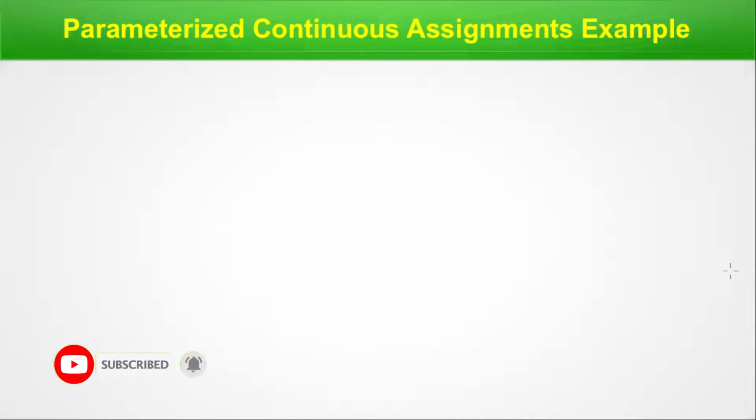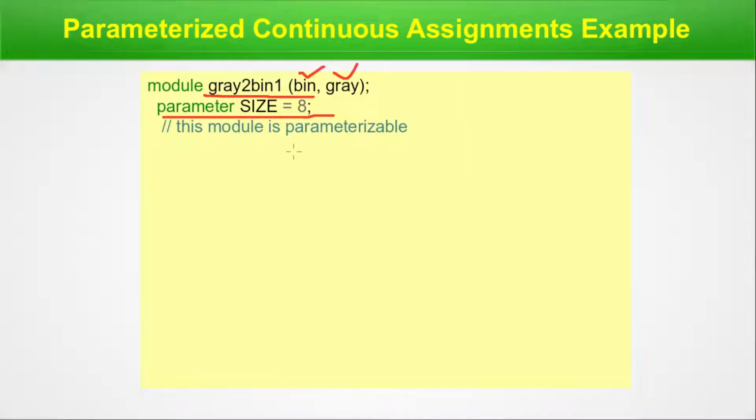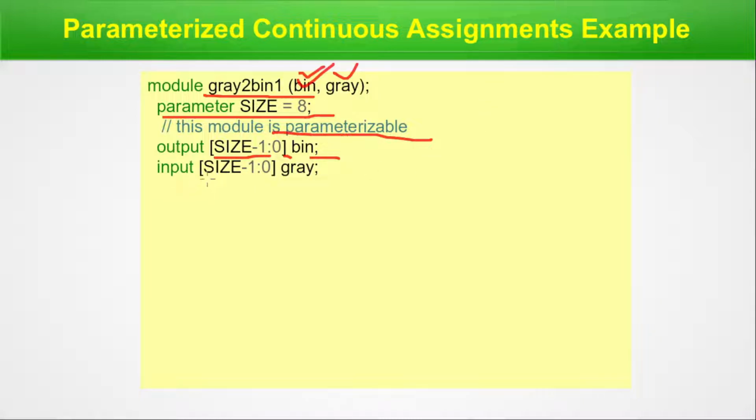Parameterized continuous assignment example. So here we start our example. We have the module gray_to_binary1, with binary and gray ports. We have parameter SIZE, whose value is 8. This module is parameterizable. The output is [SIZE-1:0] bin, and the input is [SIZE-1:0] gray. We also have the genvar here, and we start our generate block with the generate keyword.